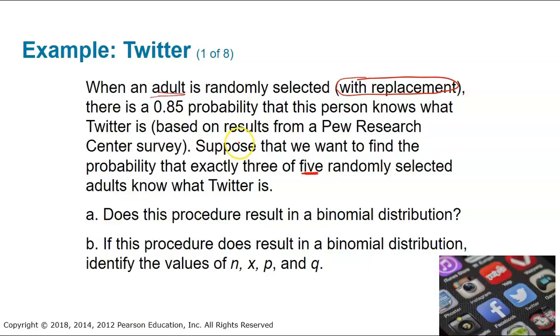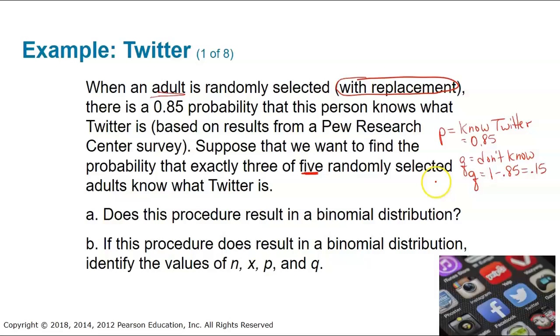The third, we need to have 2 categories. So here are 2 categories. We're going to let P be defined as those that know what Twitter is, and the probability of that is 0.85. So Q is therefore going to be those that don't know what Twitter is, and its probability is going to be 1 minus 0.85 or 0.15.